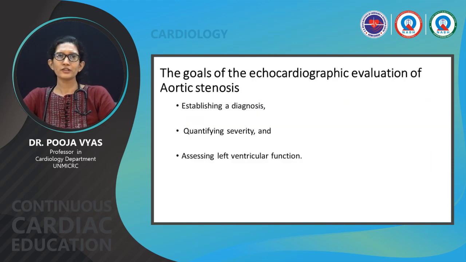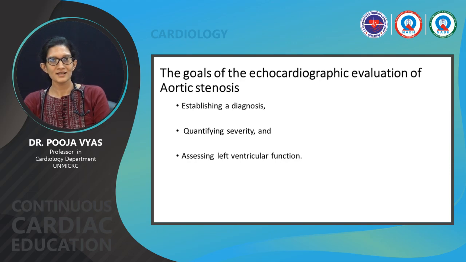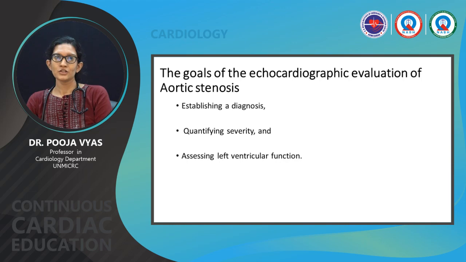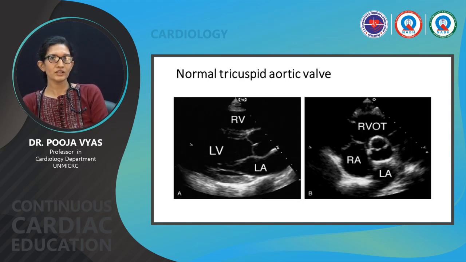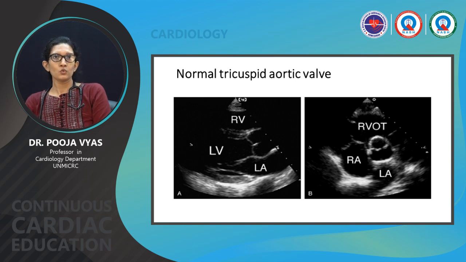So the goals of echocardiographic evaluation are: first, to establish the diagnosis; second, to assess the severity of aortic stenosis; and third, to assess the LV function along with it. So here comes the role of qualification. Now, qualitative 2D echocardiography. This image shows the normal aortic valve.